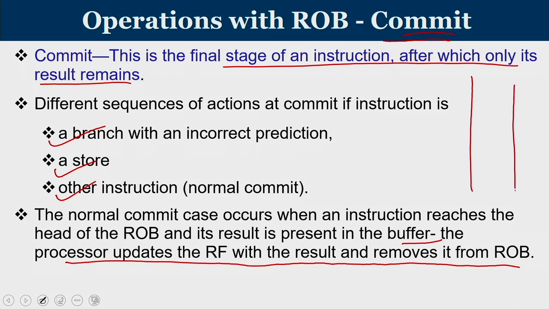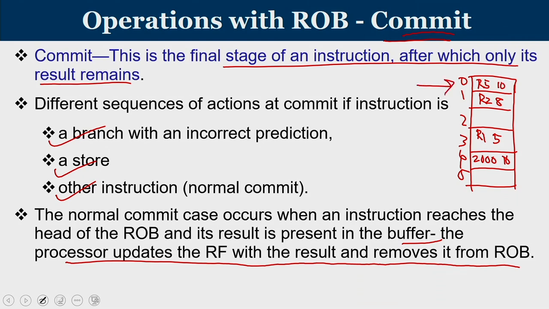So consider, let me draw the reorder buffer here. So let's say the reorder buffer numbers 0, 1, 2, 3, 4, 5. Now imagine a case where your reorder buffer entry 3, that value you got, let's say 5. And then you got a reorder buffer entry where you are telling you have to write something into R2 and the value is 8. Then the fourth instruction is getting complete. It is telling you have to write some value to location 2000 as 10. And then you got a value that is there, R5 equal to 10. Now the very first entry in the reorder buffer, that is now complete.